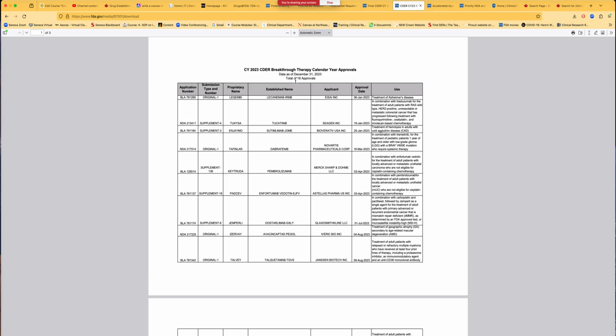We can again know what's the type of the application, the submission number, the proprietary name, and then which company did it, and then when it was approved and for which use. Again, it allows us to see whether or not we can have our product reviewed through the breakthrough therapy approval.